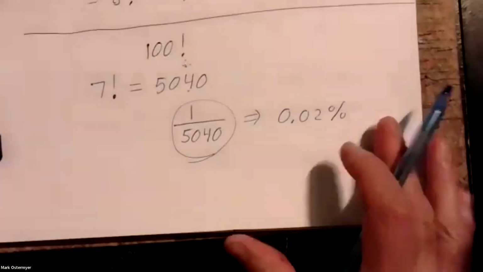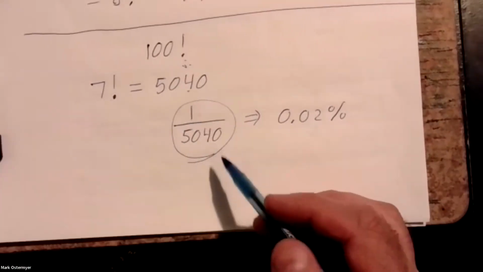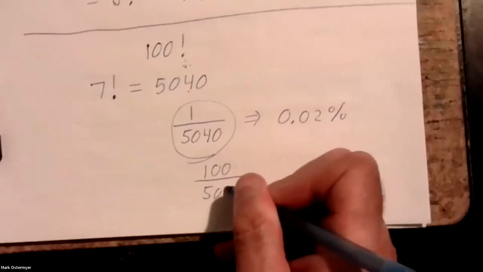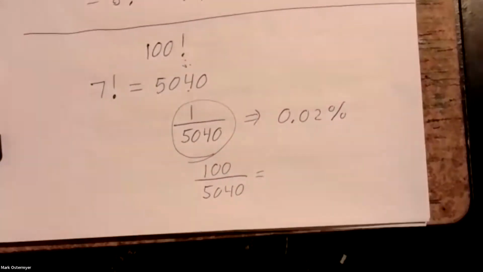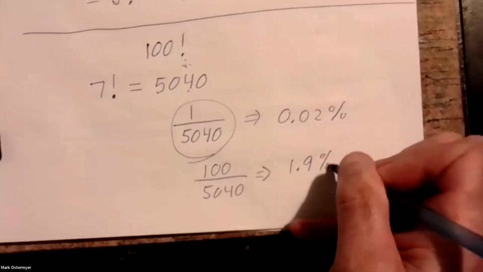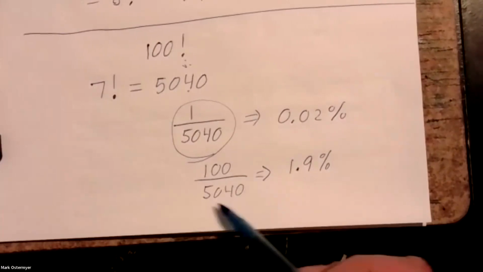Even if you bought, let's say, 100 tickets, 100 different arrangements in which these horses could finish from first to 7th place, your chance would be 100 over 5,040. Does that improve your odds? Yes, it does. Does it improve your odds markedly? Well, you would only have a 1.9% chance now of winning if you bought 100 tickets with 100 different arrangements in which these horses could finish from first to 7th place.